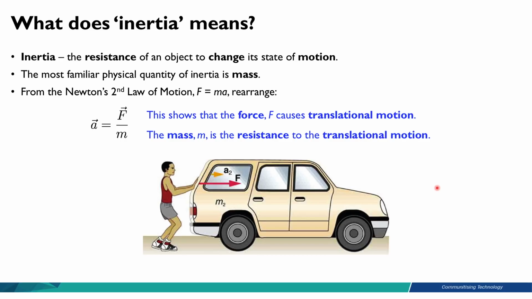From Newton's second law of motion, which states that F is equal to ma, when we rearrange this equation, we will get a is equal to F over m. So a is the motion of the car, F is the force exerted on the car. Therefore, this shows that the force F causes the translational motion, and the mass m is the one that is resisting the translational motion. So in this case, the mass m is the inertia of this car, of the rigid body.